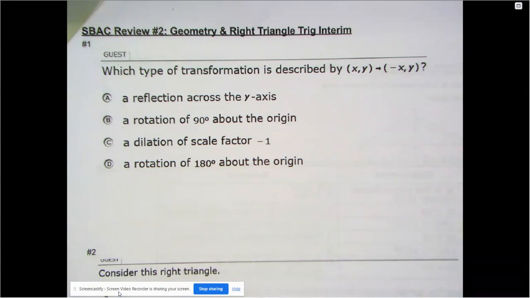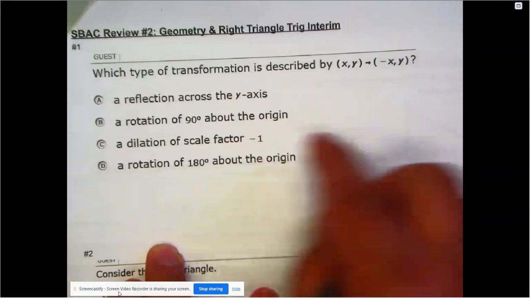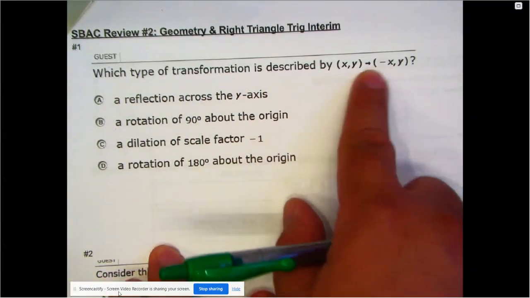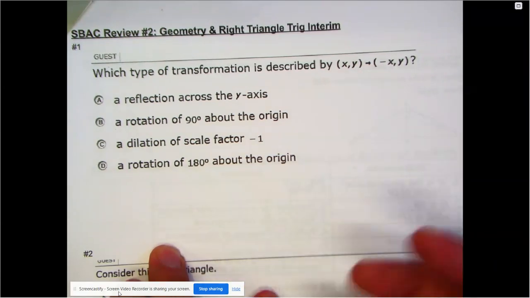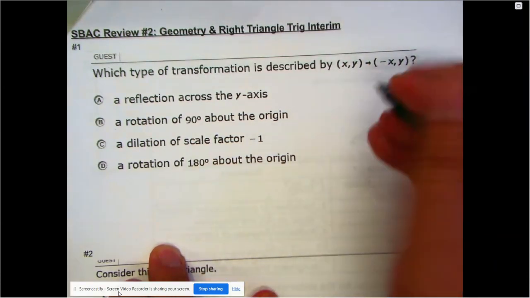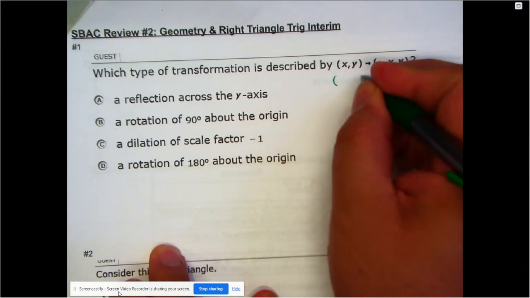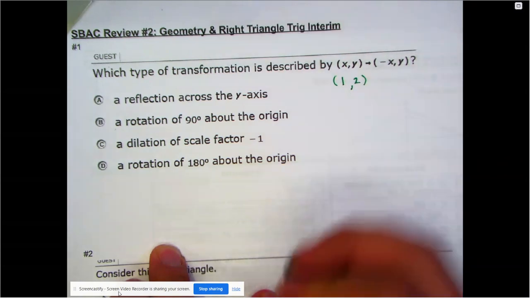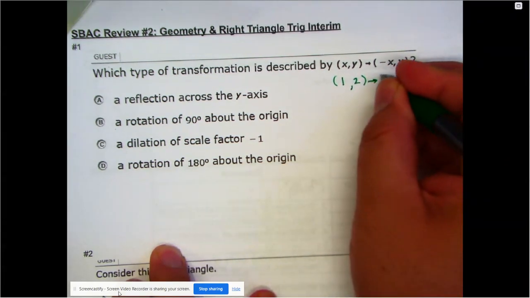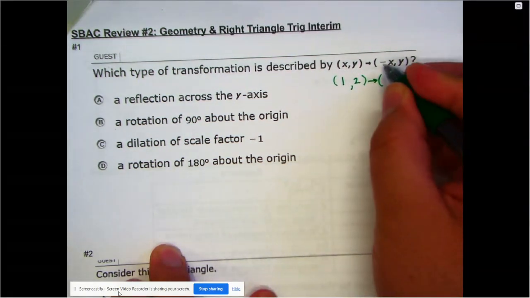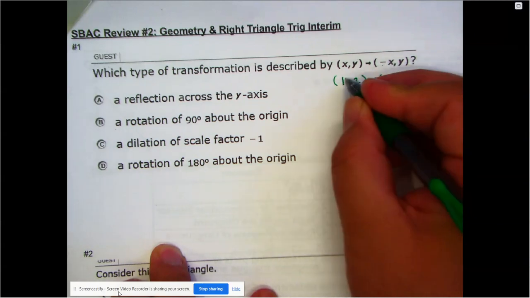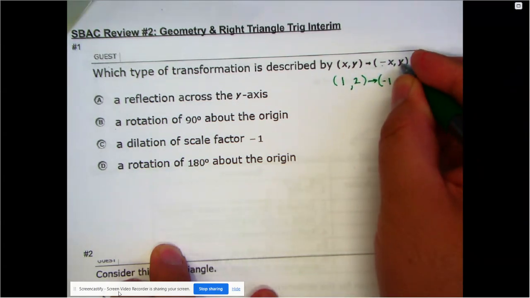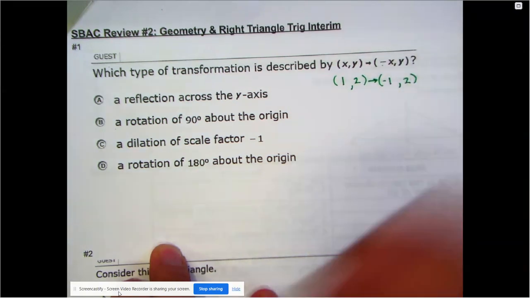So here we go. Question number 1. Now, this is actually a question that we already answered before, but it's good to review it in case people were absent. Which type of transformation is described by this? Honestly, the best way to do this is to give yourself a visual. First of all, I'm going to pick some numbers: pick a 1 for the x and a 2 for the y. Look at what they want you to do to it. They're telling you exactly what to do. They said for the x, give it a negative. For the y, leave it alone. So we put a 2 there.